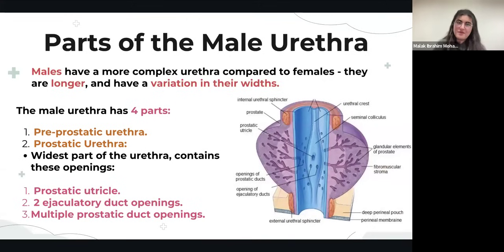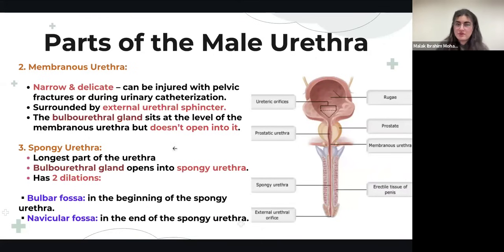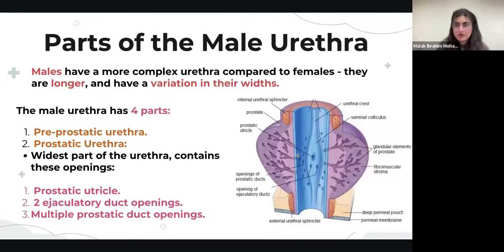Okay, now the parts of the male urethra. As we said, males have a more complex urethra compared to females. It's much longer and has variation in width. It has four parts: the pre-prostatic urethra, the prostatic urethra, the membranous urethra, and then the spongy urethra. We're going to go through each one in a second. The pre-prostatic urethra is very simple. It's before the prostate, so nothing special about it.